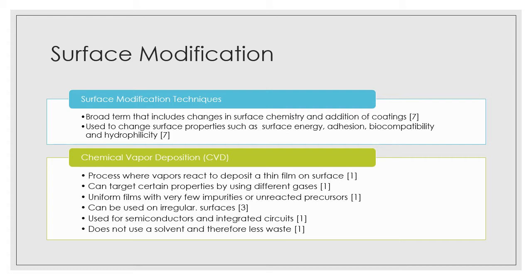Chemical vapor deposition, also called CVD, is a process where vapors react to deposit a thin film on a surface. Different surface properties can be targeted by using different gases. CVD has many advantages, such as creating uniform films with very few impurities or unreacted precursors. It does not require a solvent, and this therefore creates less waste. And finally, it can be used on irregular surfaces. It is currently used for semiconductors and integrated circuits.